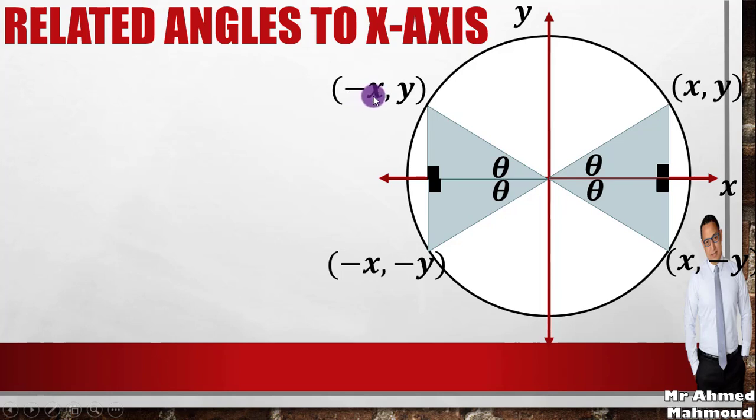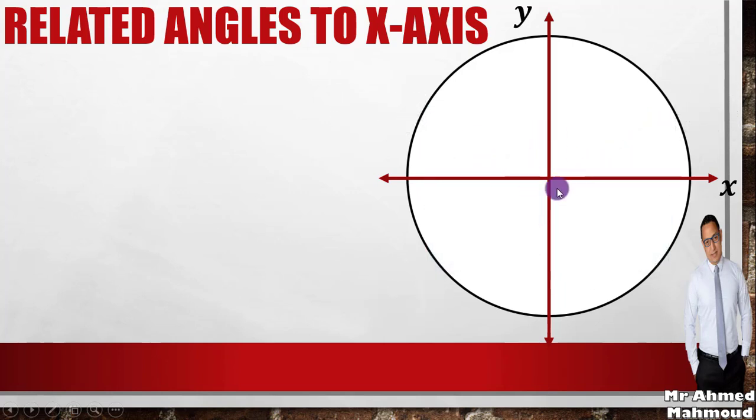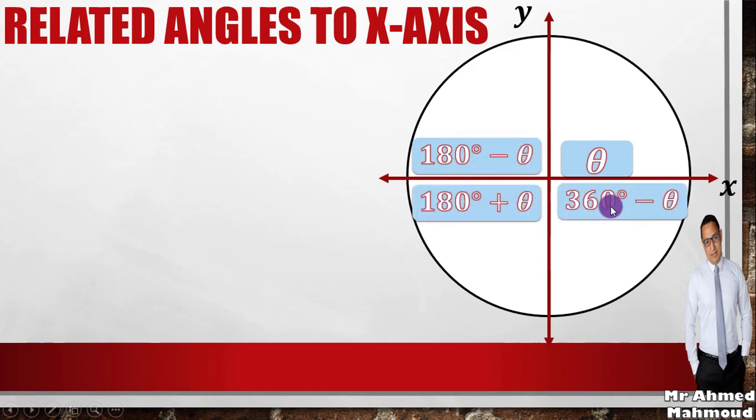Here there is a change in x, here there is a change in x and y, and here there is a change in y only. So for the angles related to the x-axis, the change will be in the sign only. Now I'm going to call the angles theta, 180 minus theta, 180 plus theta, 360 minus theta. As I said before, the change will be in the sign only. So I want to conclude the rule for each one.